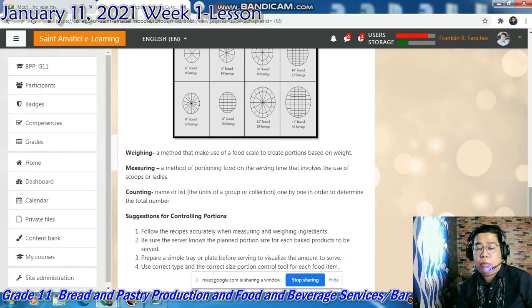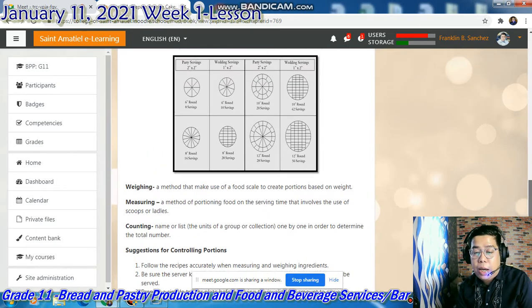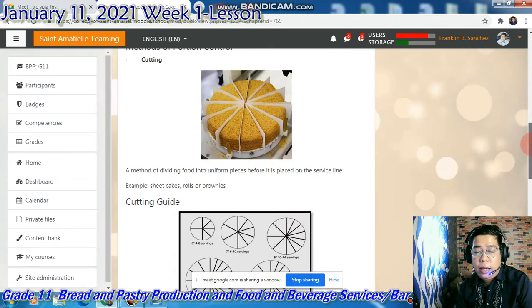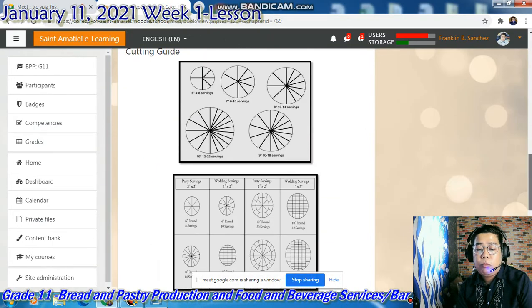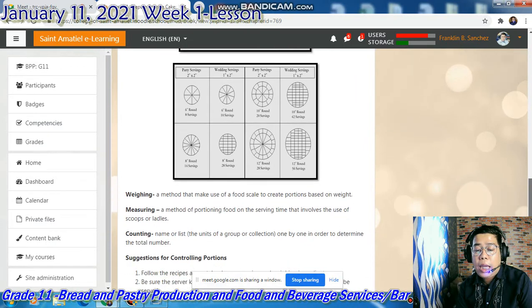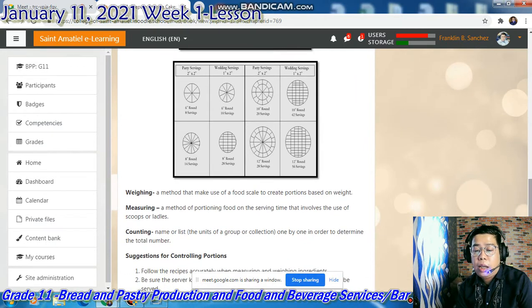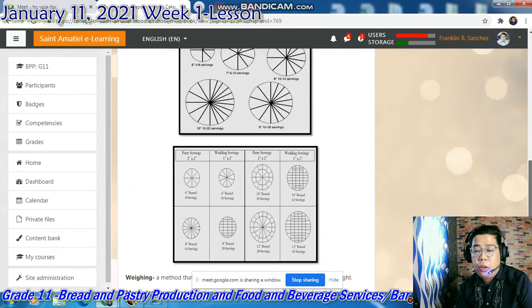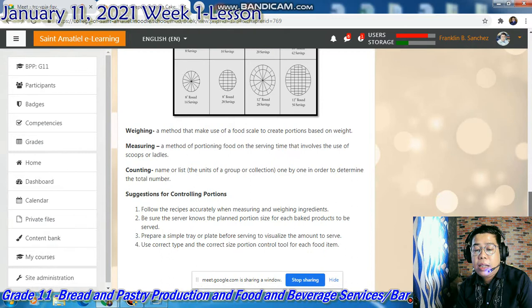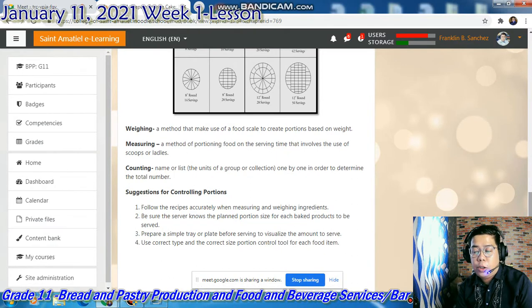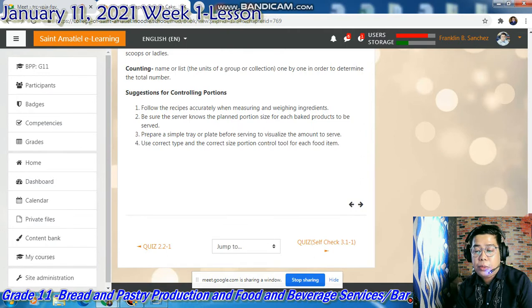So that is counting. So ilan po yung ating tawag dito? Portion. Ang ating tawag dito, ang ating method of portion, cutting, weighing, measuring, counting. So we have 4 methods on how to portion the products. Ayan. So we have the suggestion for controlling portion. So we have 4. Ayan. So pakibasa na lang po yan sa susunod. And then next po tayo.